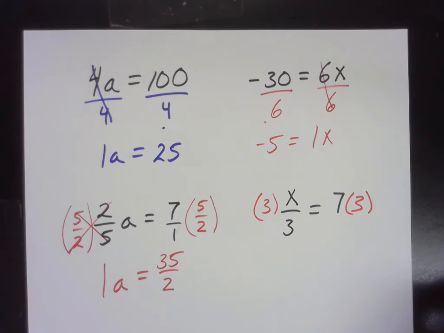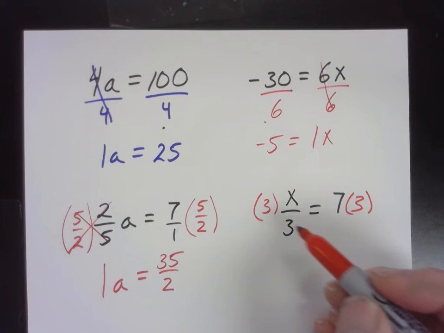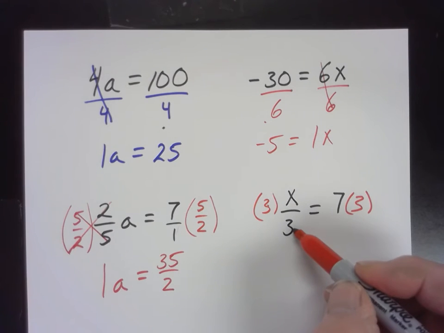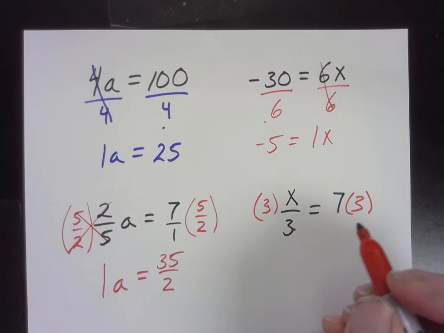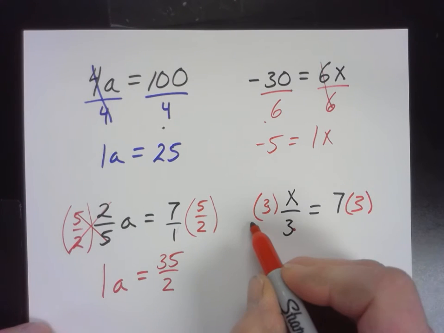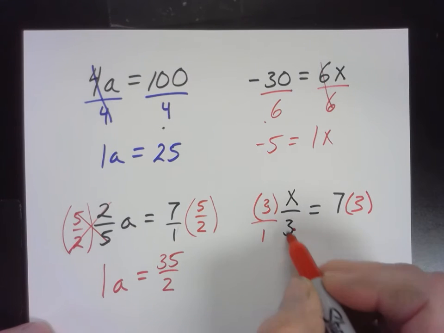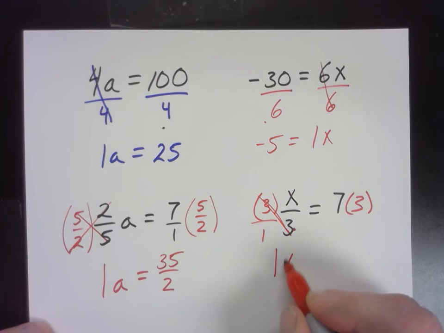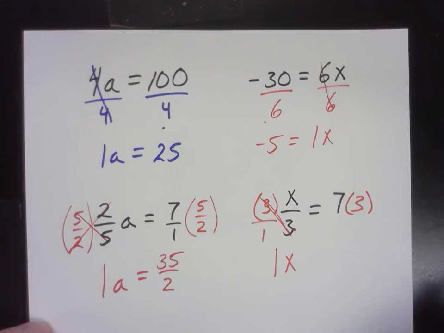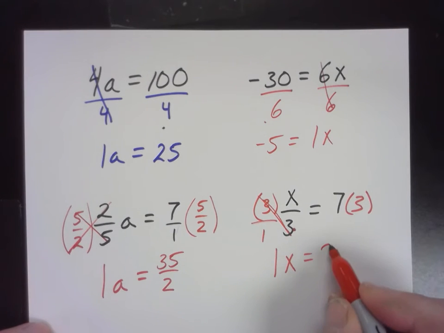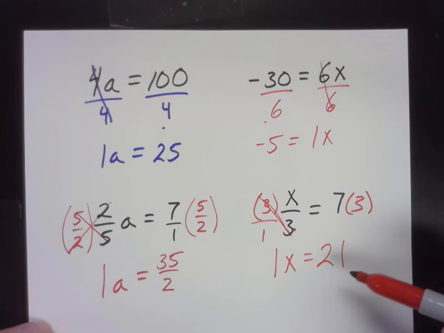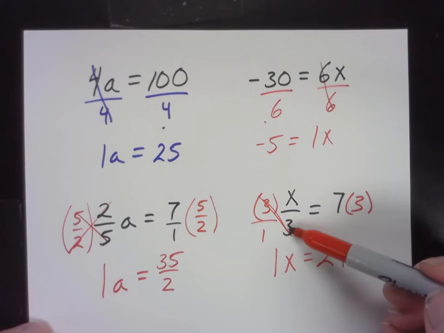What's going to happen to this 3 and this 3? No, they're not 9. Hold on. This 3 is up in the numerator. This 3 is in the denominator. What's going to happen to them? Oh, cancel out. Yeah, they're going to cancel out and give us 1 times x, which is what we want. So 1x equals... Now, is that the number that makes it true? Does 21 divided by 3 equal 7? Yeah, that's the root.